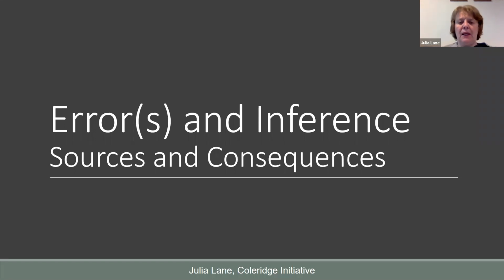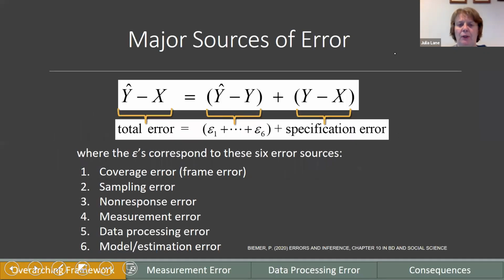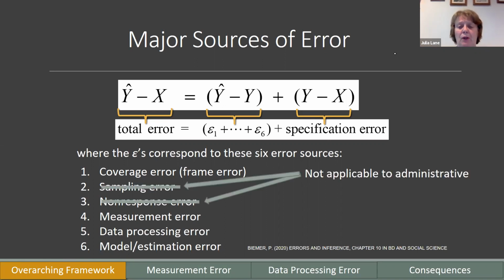Hi, this is the next video, which talks about the sources and consequences of having error in your model. So here are the sources of error, and Beamer does a very nice job of breaking this out in the case of surveys. Obviously, some of the errors are not going to be applicable to administrative data, that is sampling error and non-response error, because you have data on all the people who are being administered by the government program.